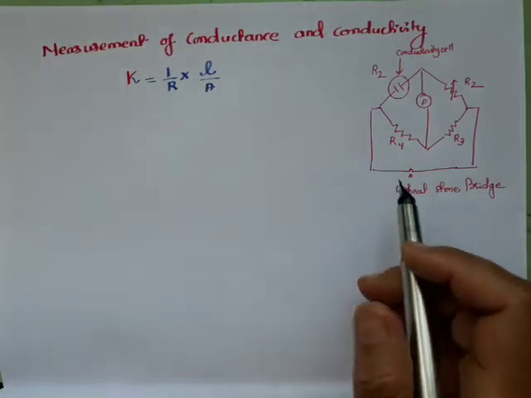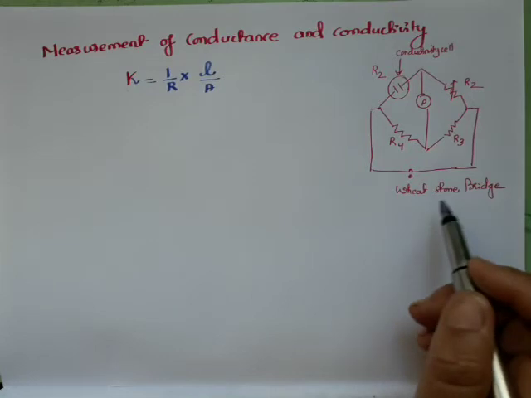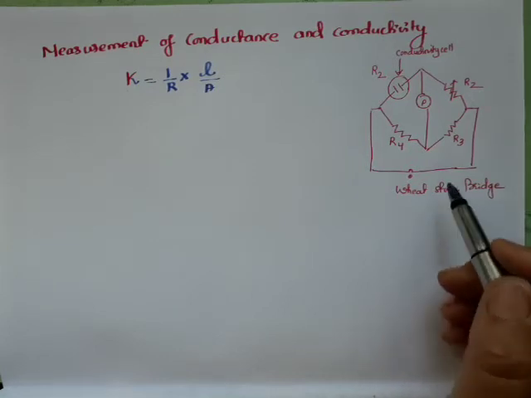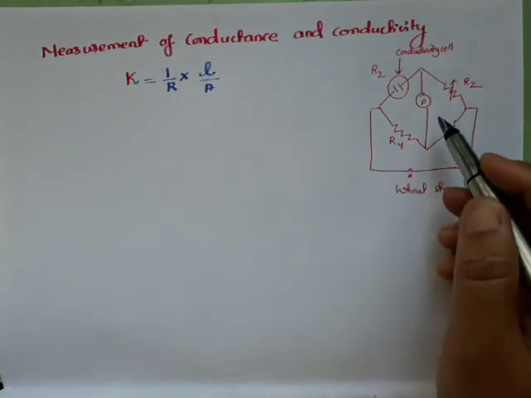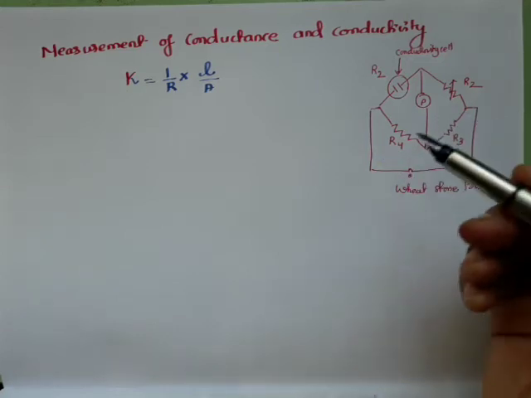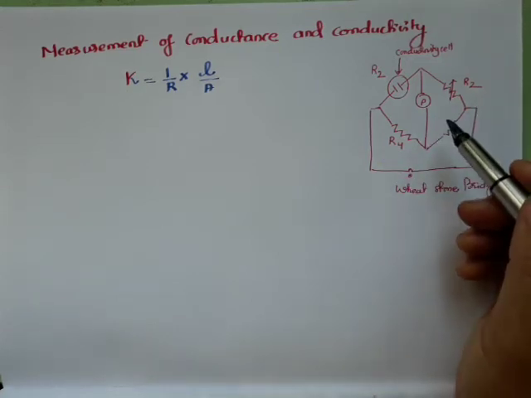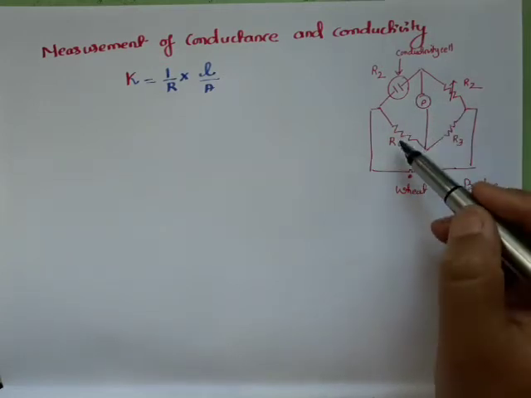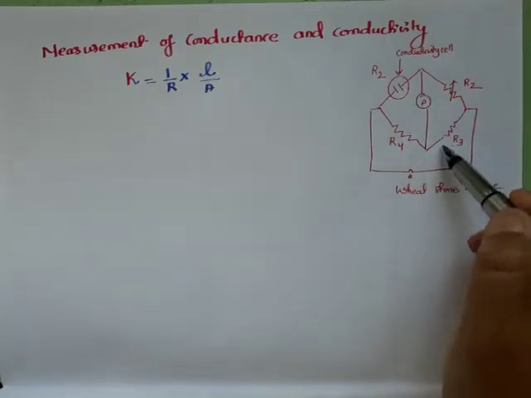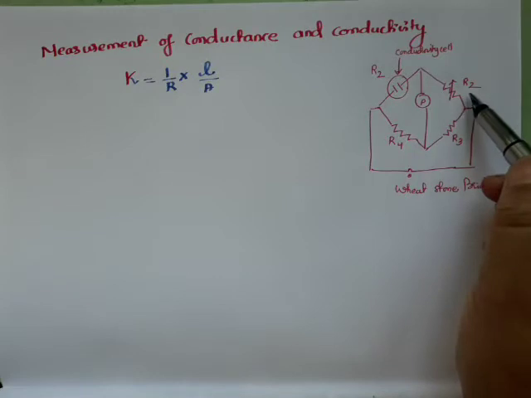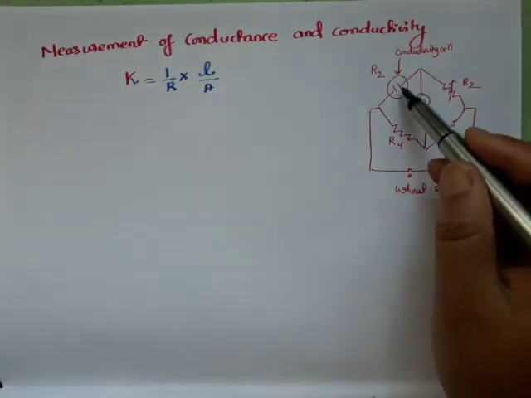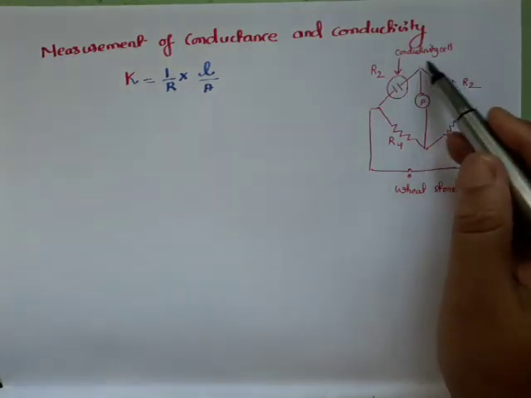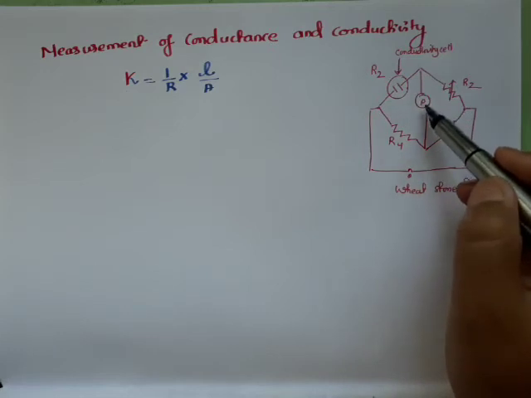That can be obtained with the help of a Wheatstone bridge. Right, and now the resistance can be measured by the principle of the Wheatstone bridge method, which is shown here. It consists of R4 and R3, which are fixed resistances, R2, which is a variable resistance, and this is your resistance from the conductivity cell, and the detector here.